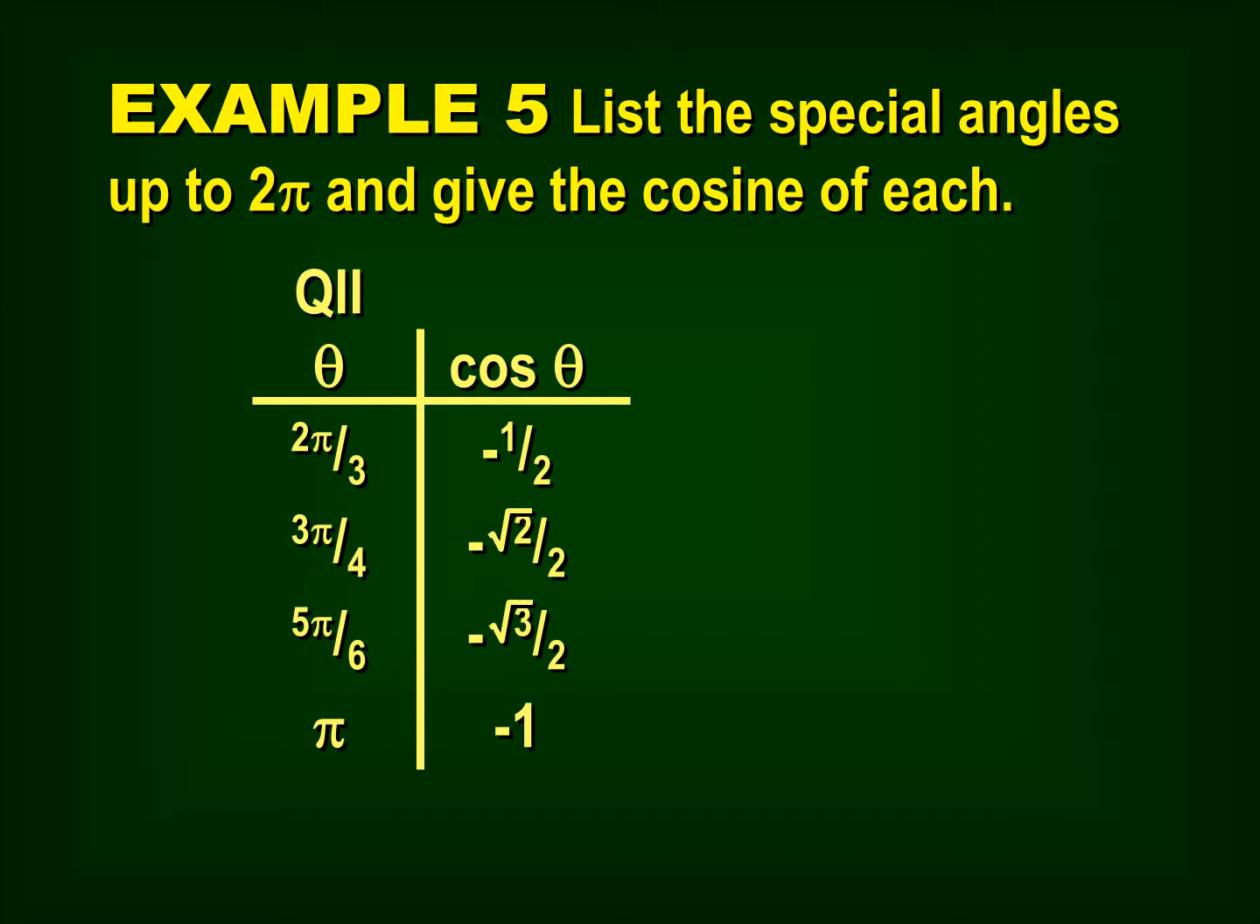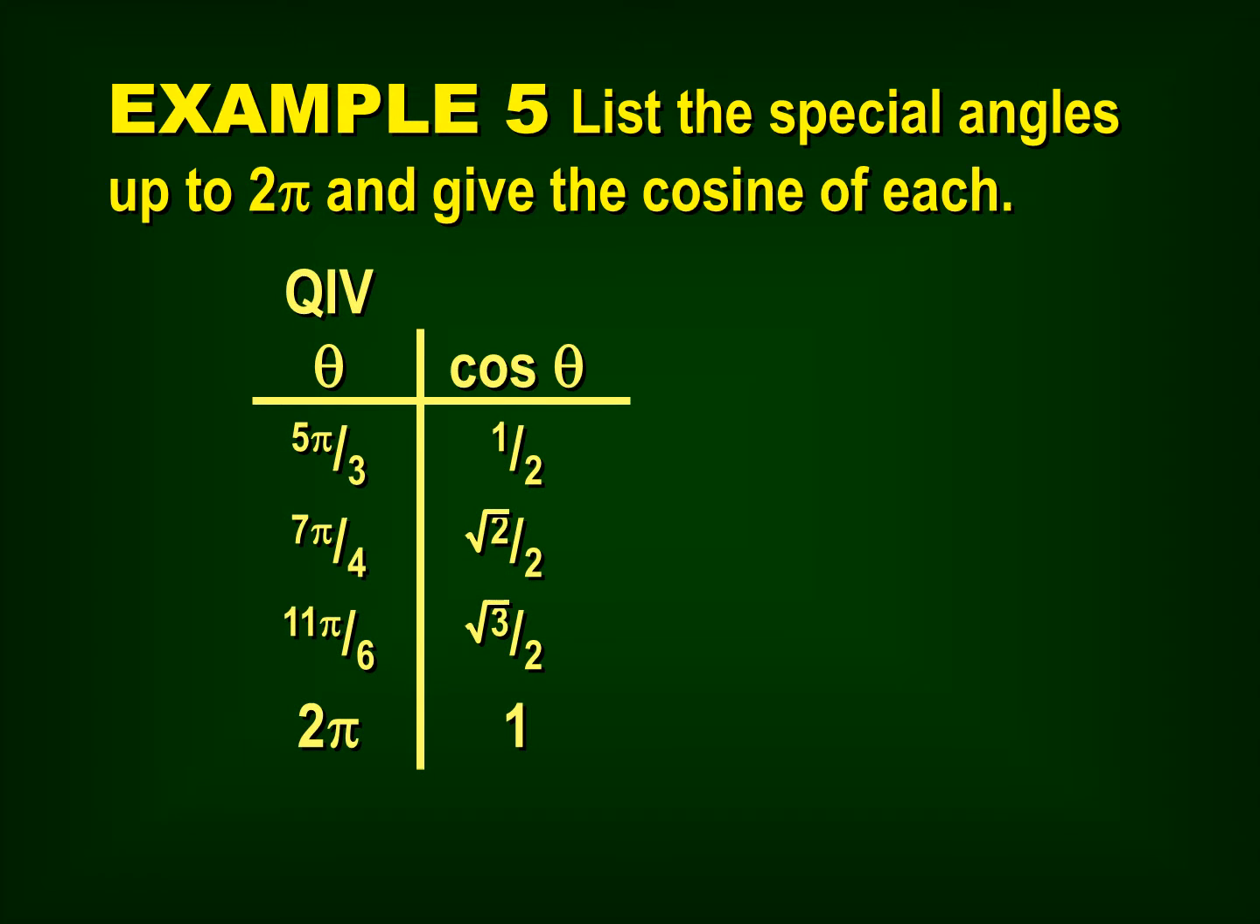However, when you go into quadrant 2, you have to remember your x values need to be negative, and that means all of your cosines will be negative. In quadrant 3, your x values are again negative, so all your cosines will be negative. And then when you get into quadrant 4, your x values are positive, so that means cosines will be positive.